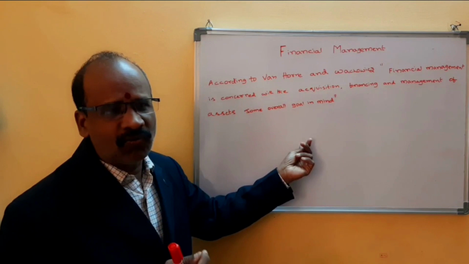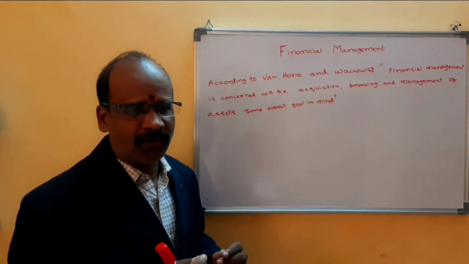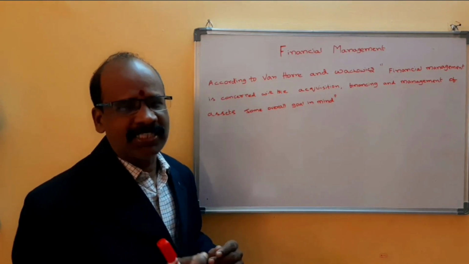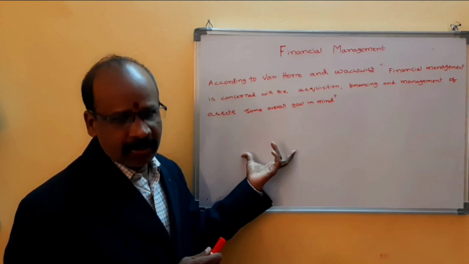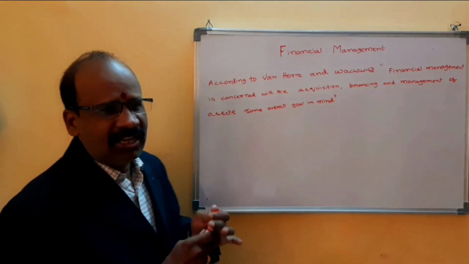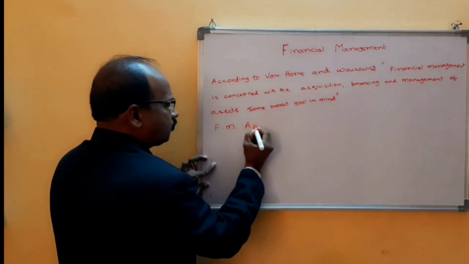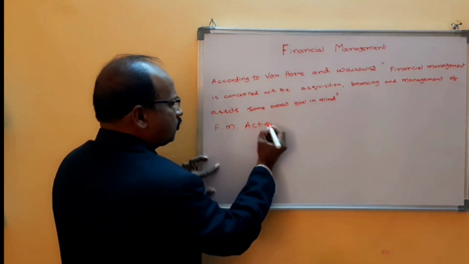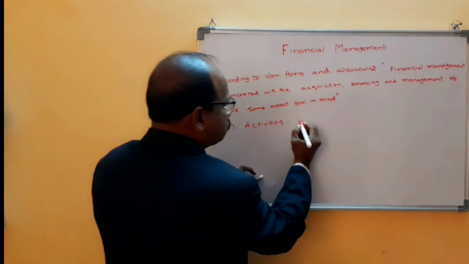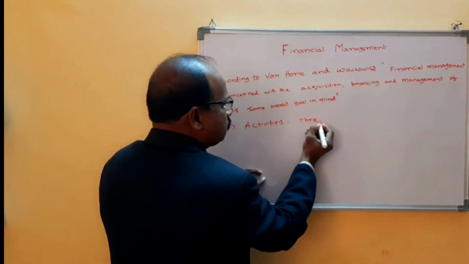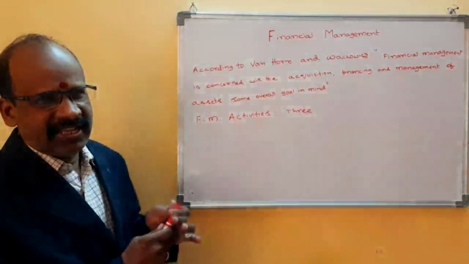Generally, what is the goal for any businessman? To earn profit, to maximize the profit. Not only to earn the profit, but to maximize the profit. So this is the definition of financial management. Financial management has three activities.